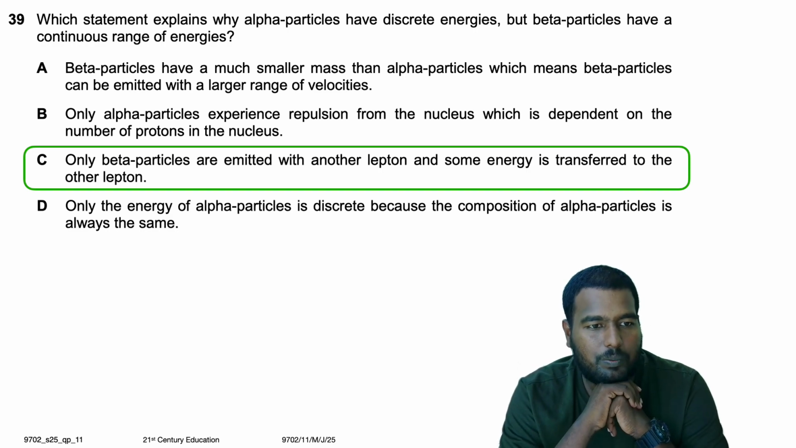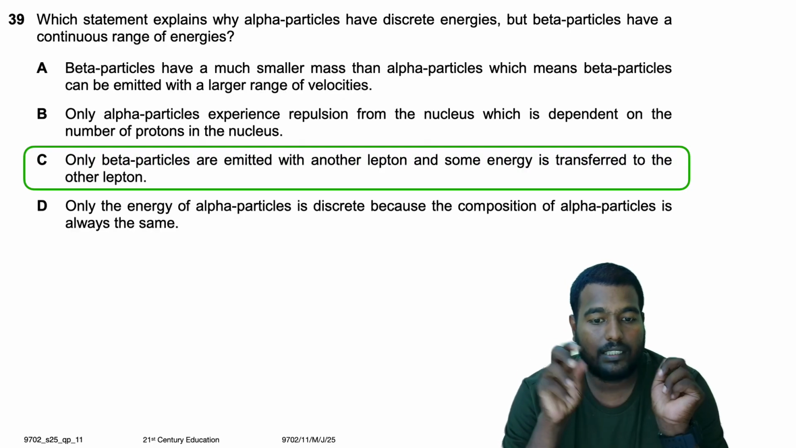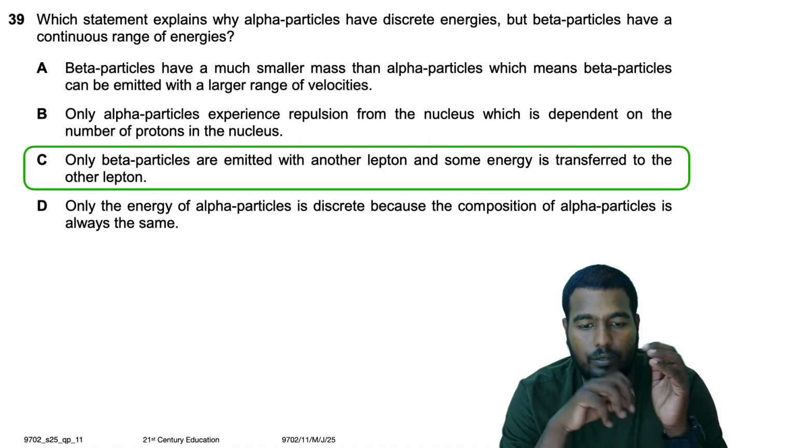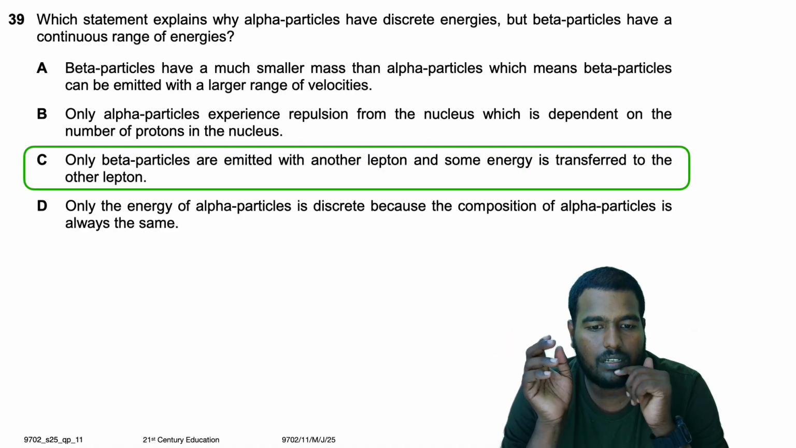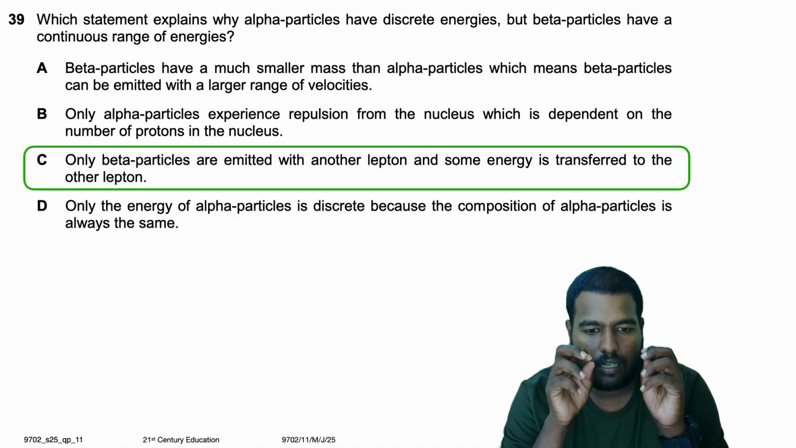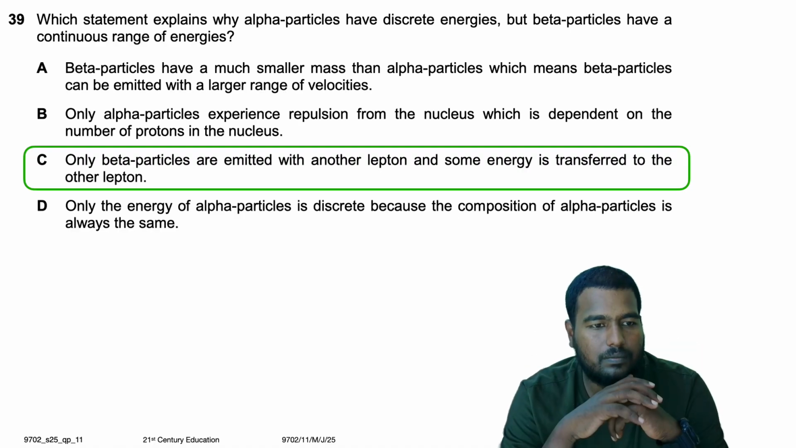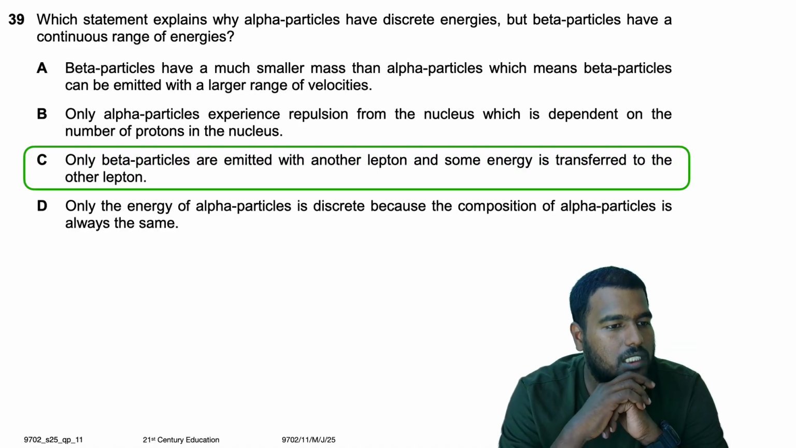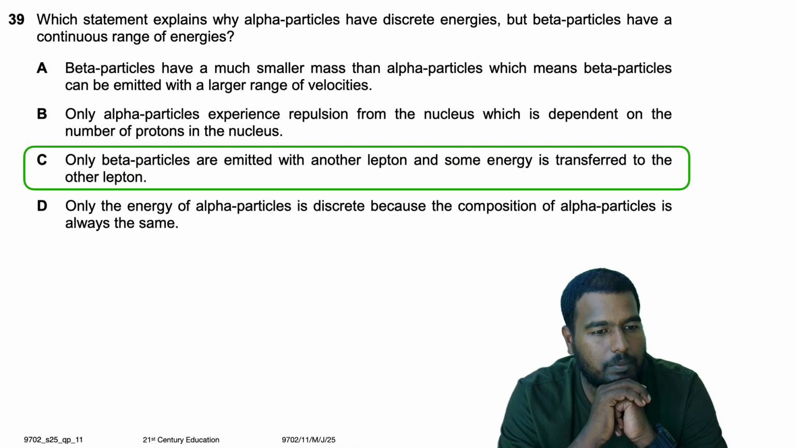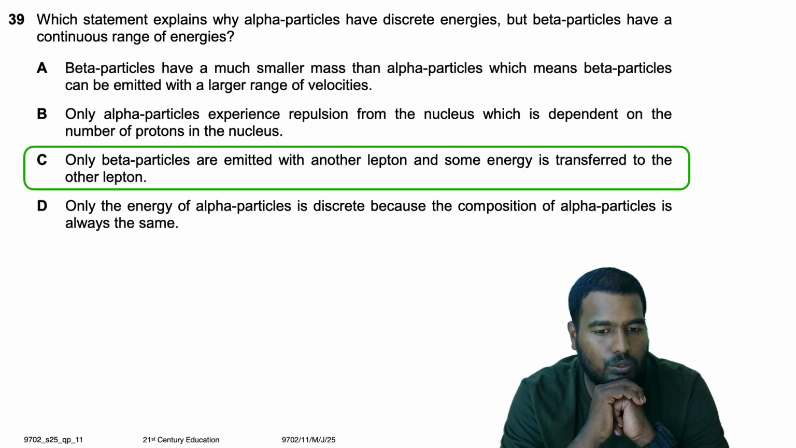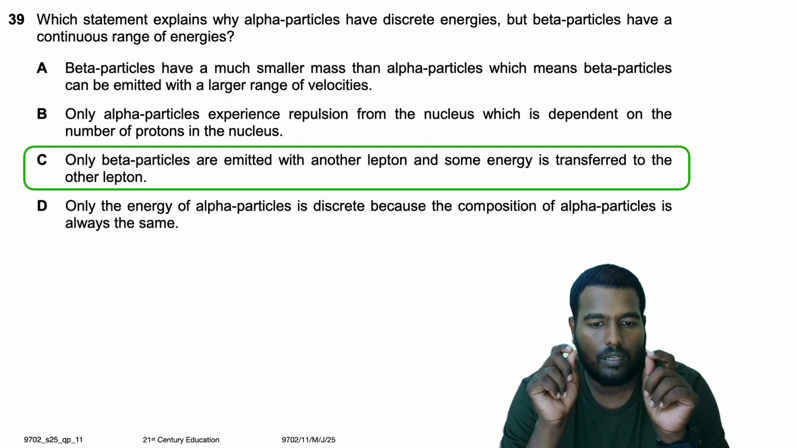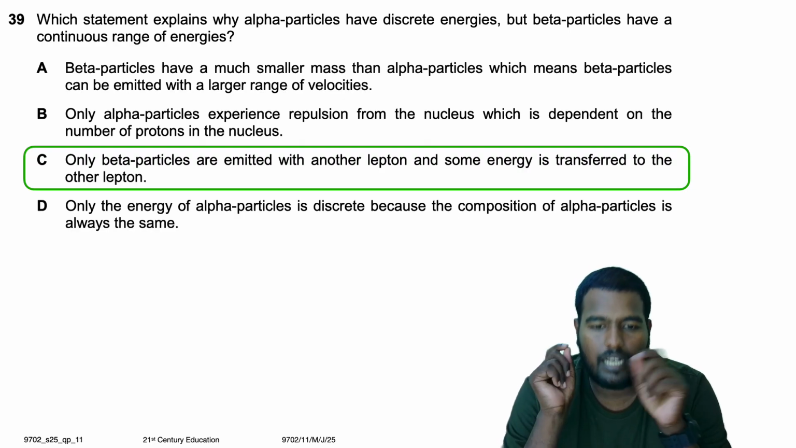Let's see B. Only alpha particles experience repulsion from the nucleus, which is dependent on the number of protons in the nucleus. Nope, this is also wrong. In the tight space of the nucleus, it doesn't matter whether you are an alpha particle or beta particle. If you are not in the range of the strong nuclear force, you will be repelled. D: only the energy of the alpha particle is discrete because the composition of the alpha particle is always the same. This is also wrong, as it does not explain why it emits just specific energy.